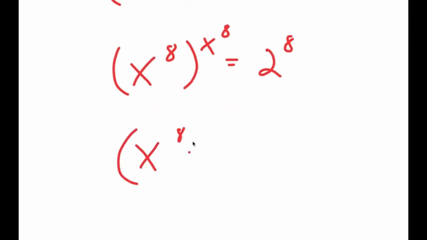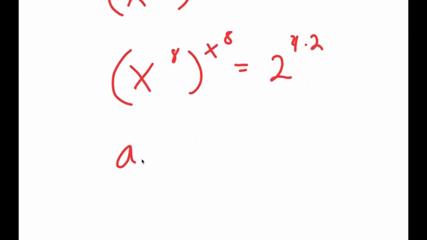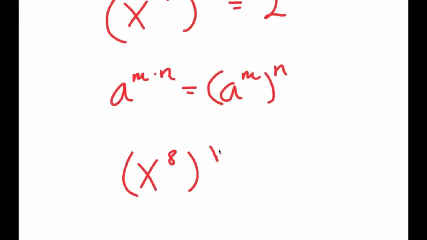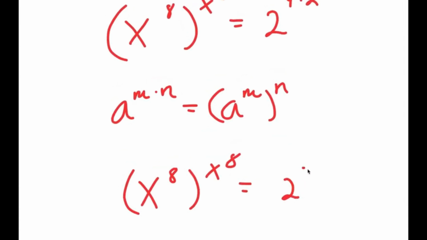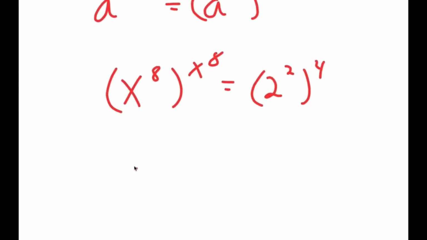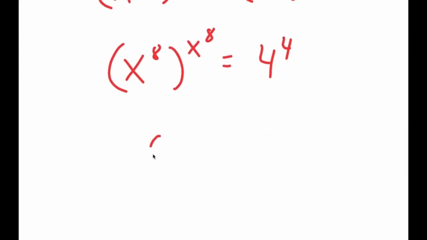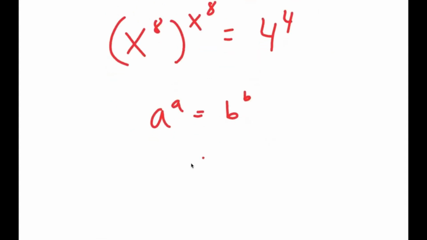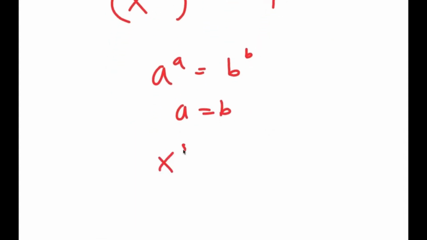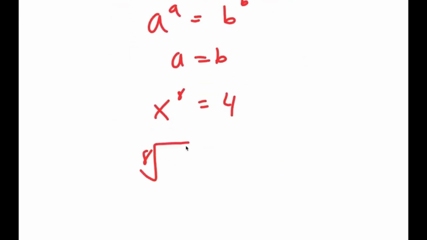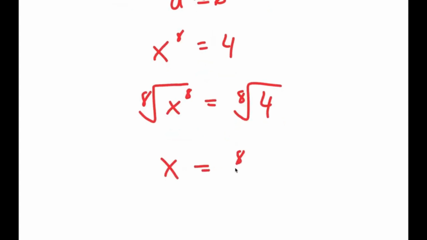Now I can rewrite 2 to the power of 8 as 2 to the power of 4 times 2. And if I have something in the form a to the power of m times n, this is equal to a to the power of m to the power of n. So this turns into x to the power of 8 to the power of x to the power of 8 is equal to 2 squared to the power of 4, meaning x to the power of 8 to the power of x to the power of 8 is equal to 4 to the power of 4. And because it's in the form a to the power of a is equal to b to the power of b, this means that a is equal to b. So x to the power of 8 is equal to 4, and if I take the 8th root on both sides, I get x is equal to the 8th root of 4.